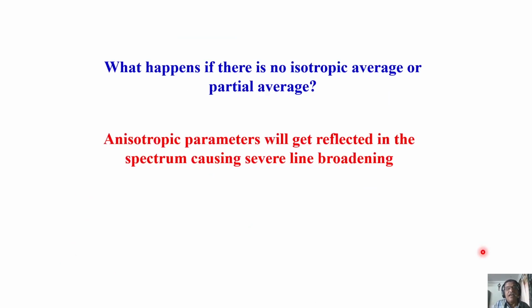What happens if there is no isotropic average and it is only a partial average, not complete removal? In that case, all these anisotropic parameters get into the spectrum. Please remember, only in a solution with perfect motional averaging will all these anisotropic parameters go to 0. That is the isotropic spectrum. If it is not averaged completely, there is a partial averaging. It's possible in some anisotropic media, like liquid crystal, I said in one of the classes. These anisotropic parameters will get reflected in the spectrum and cause severe line broadening.